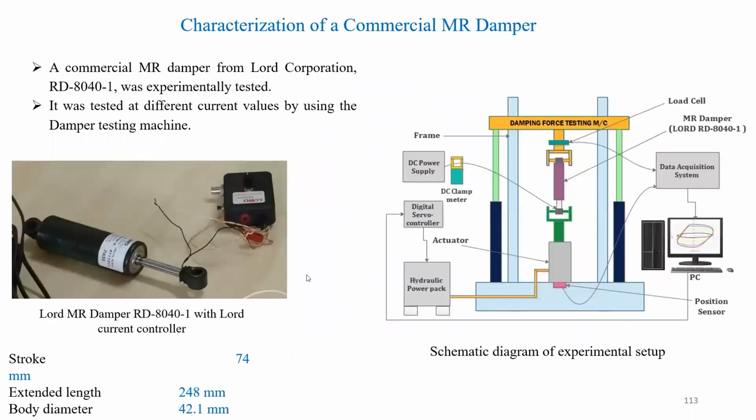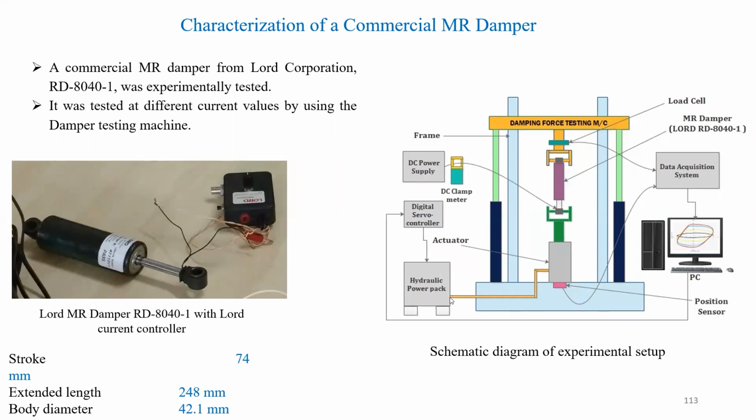So this is the setup. A commercial MR damper from the Lord Corporation was experimentally tested, and of course this is the hydraulic power pack. Now a servo controller moves this actuator. The hydraulic power pack works like a hydraulic cylinder, it will move, and then we have the damper, because the damper has to be given a linear motion. This linear motion is given by the cylinder, and the cylinder is operated by means of a hydraulic power pack, which contains the motor and the pump.